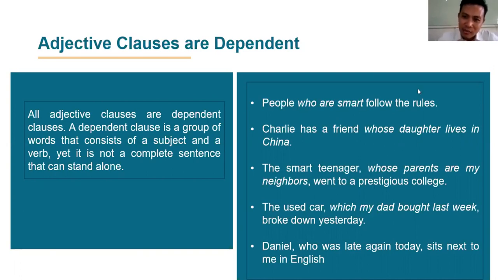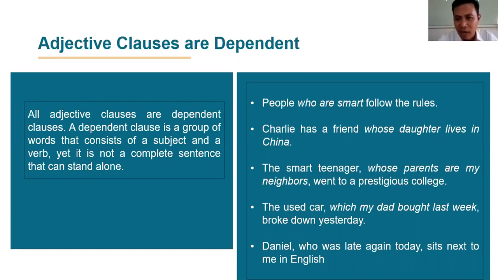So again, who are smart is dependent, and it's also called an adjective clause. So an adjective clause is dependent. Who are smart is an adjective of people. What kind of people follow the rules? Oh, people who are smart. But it is an adjective clause, an adjective in the form of a clause, not a single word. Maybe you are wondering what kind of people follow the rules, or people who are smart.